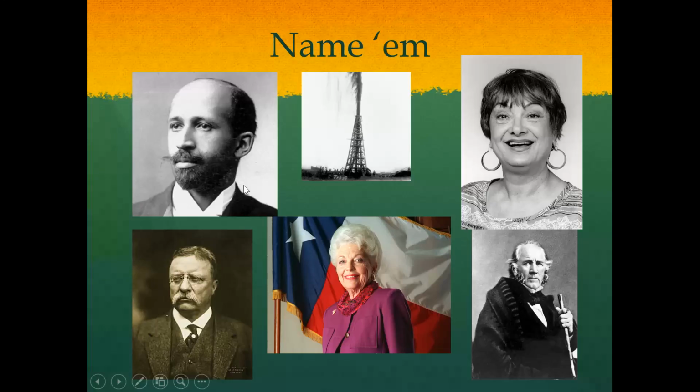This is W.E.B. Du Bois. He was an abolitionist who wrote on behalf of slaves and African Americans. Very prolific writer, very prolific speaker, was an advocate for rights, for slave rights specifically. This little thing in the middle, there it is, Spindletop. This was one of the first and most significant oil wells in Texas. You'll probably want to look up the date on that one because I don't remember the date.